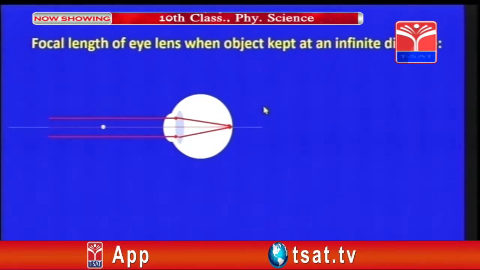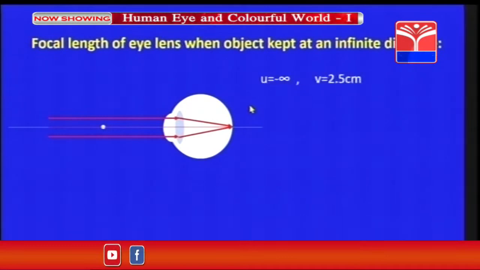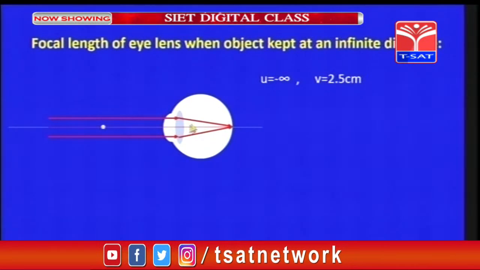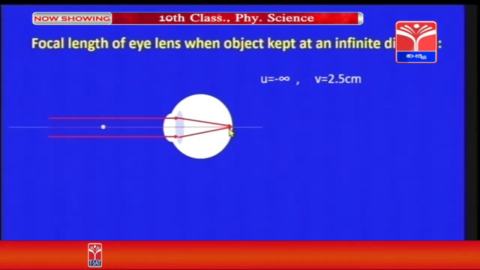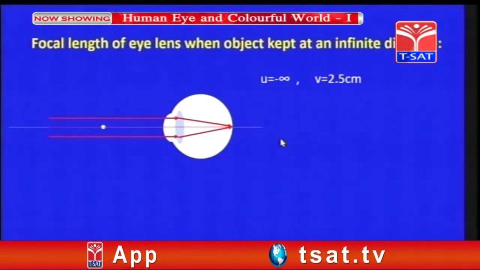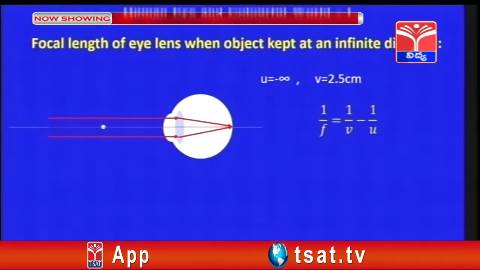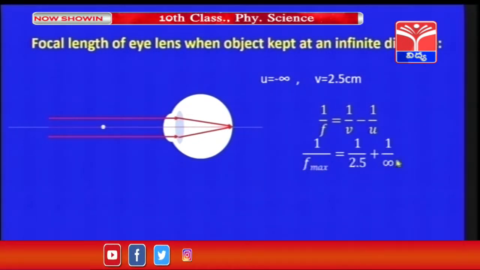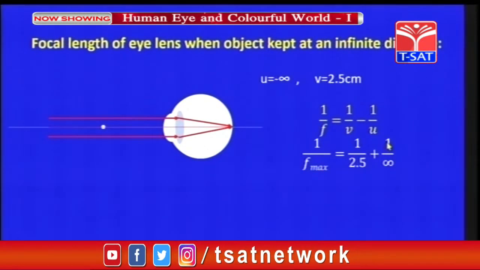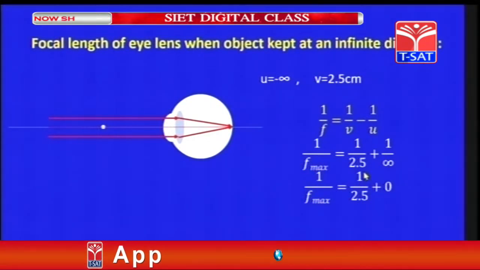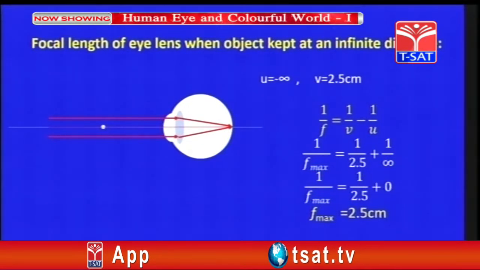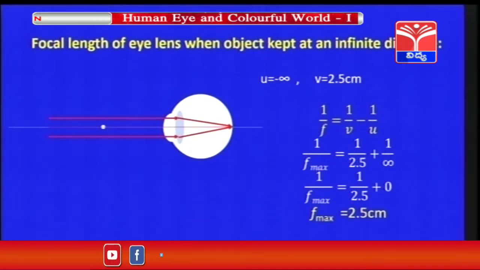For this situation, the object distance is taken as infinite and the image distance is 2.5 centimeters, which is constant, that is the distance between the eye lens and the retina. As we know the lens formula, 1/f = 1/v - 1/u. Substituting the values, 1/f maximum = 1/2.5 + 1/infinity. We know that 1/infinity is 0, so 1/f maximum = 1/2.5, and f maximum = 2.5 centimeters. So this is the maximum focal length of our eye lens.